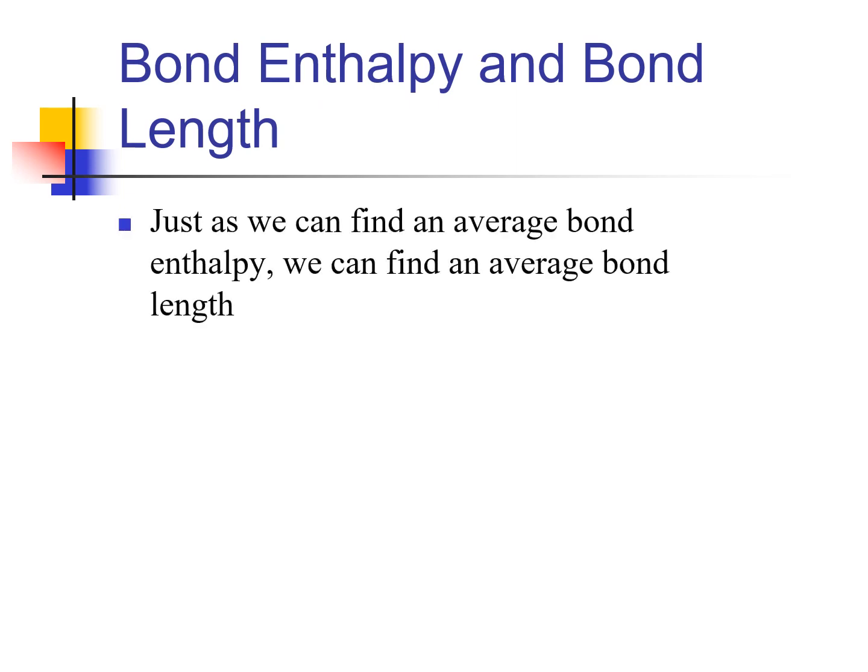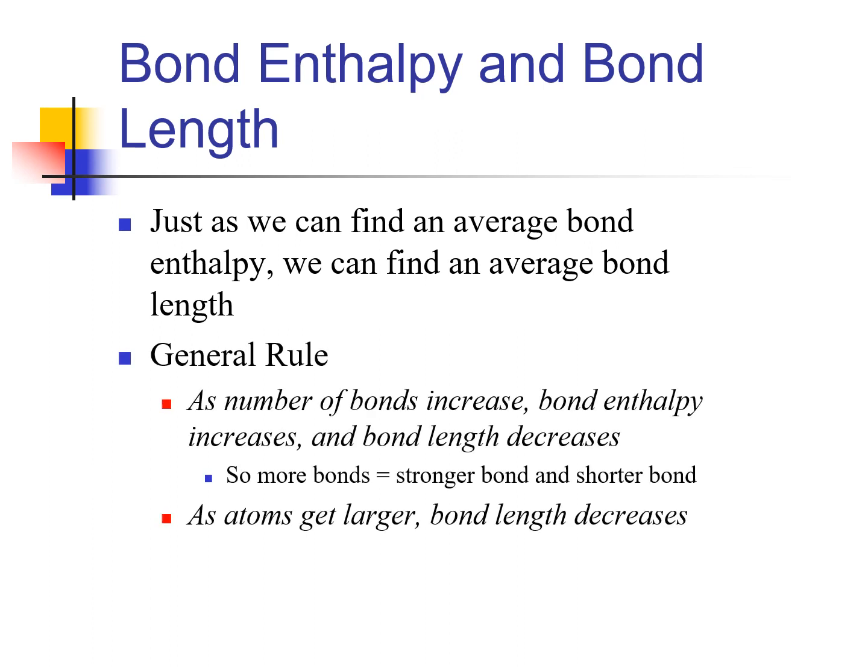Bond enthalpy and bond length. So again, just like we can find average bond enthalpy, we can also estimate an average bond length. General rule: the more bonds, like moving to double or triple bonds, the stronger they are and the shorter they are. As atoms get larger, bond length increases in general. And that, willing participants, is our chapter.